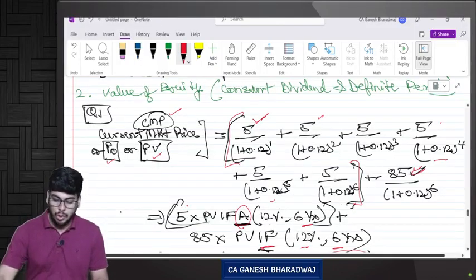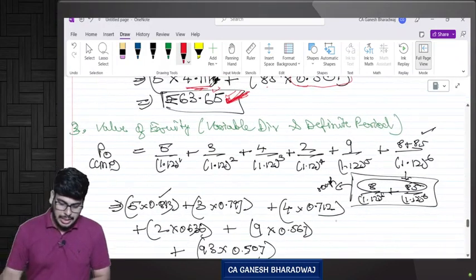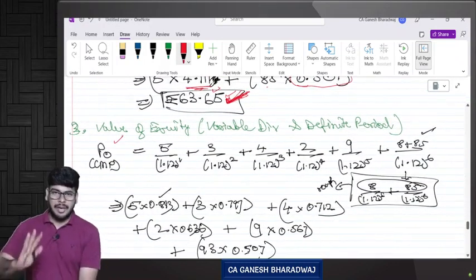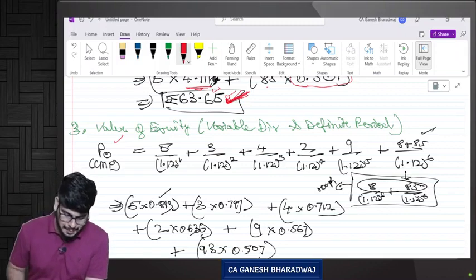Correct or not? Look at this. Have a look at this. Right? So now the current market price P0. I will be sharing all of this, whatever I'm writing down here, with you. So don't worry about it.